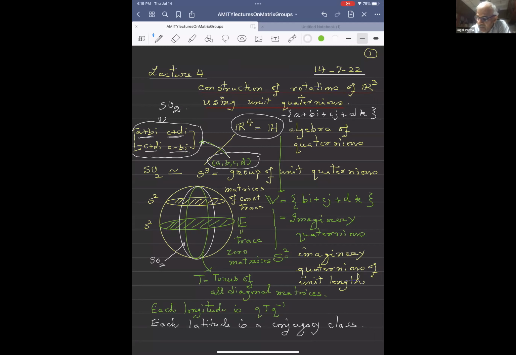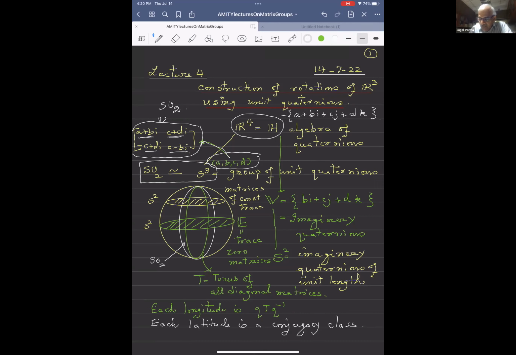On one side we have multiplication of quaternions, on the other side we have multiplication of matrices. SU2 is a group under product of matrices, but S3 is a group under multiplication of quaternions. This correspondence that I'm indicating is a group isomorphism, so SU2 and S3 are isomorphic. So the 3-dimensional sphere is a group. The 1-dimensional sphere is also a group, the group of rotations of the plane. And this 3-dimensional sphere is SU2.